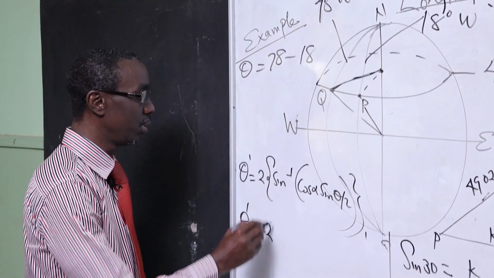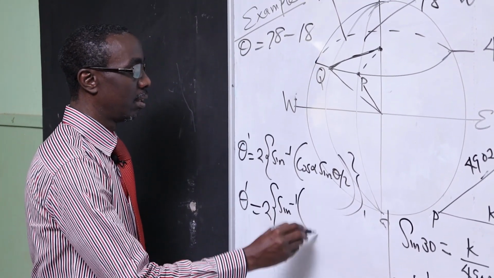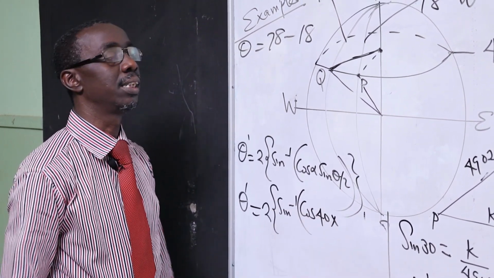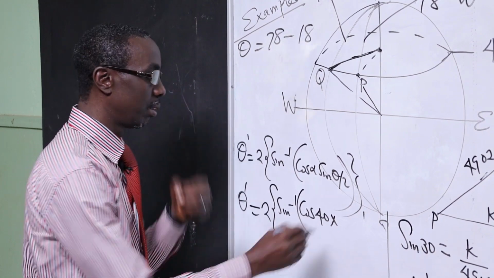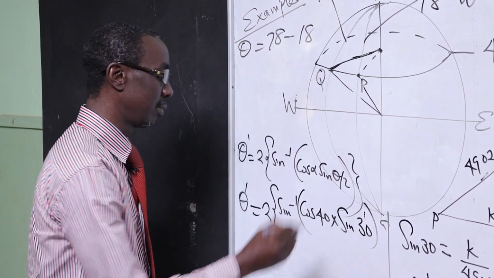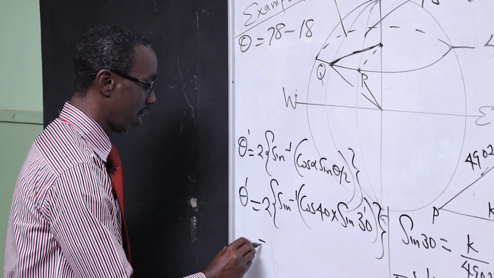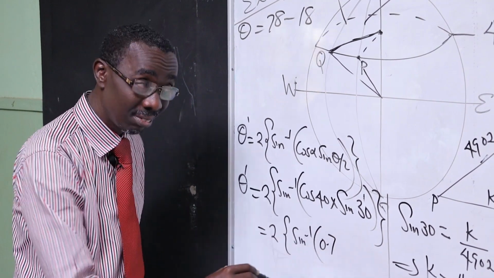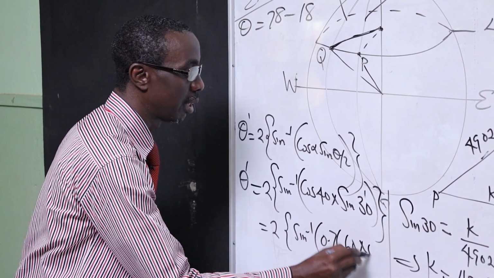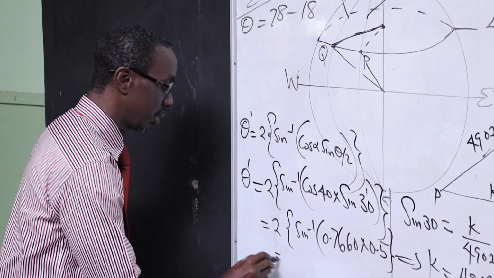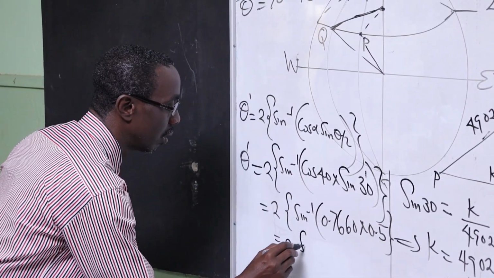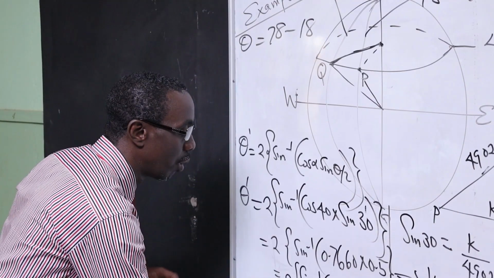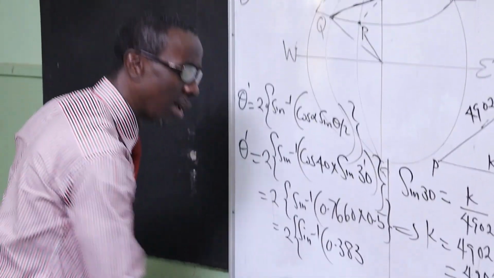You are not finding distance along this circle; it's just the angular difference that we are finding here. 2 times arcsine of cos alpha, that's cos 40, times sine of theta over 2, which is sine 30. So you have 2 arcsine of 0.7660 times 0.5, which is 2 arcsine 0.383.